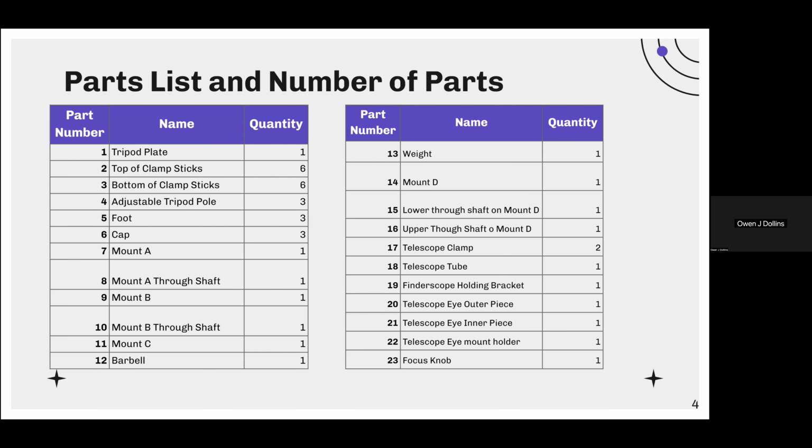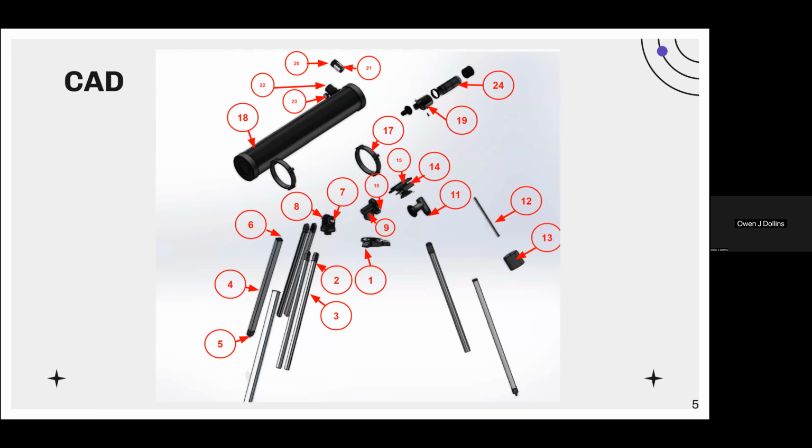Here's a part list of all the parts in the Hoken telescope, and we will dive into those deeper when we go over the cost estimation. So here's an exploded view with all of those parts previously mentioned labeled. So this is an exhaustive list with all of the parts identified and fully covered.